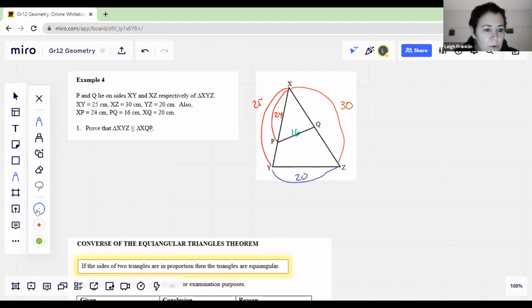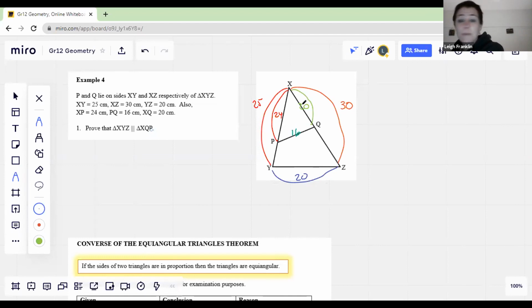And XQ, so that's this one over here, is 20. Okay, so can you see they have given us no information about the angles? In this situation, the only thing that we know is that angle X is common, but we don't know anything about the other angles. So the suggestion here is, because they've told us about the sides, they want us to use the sides in proportion. Okay, so now we've just got to figure out how we're going to set this up.